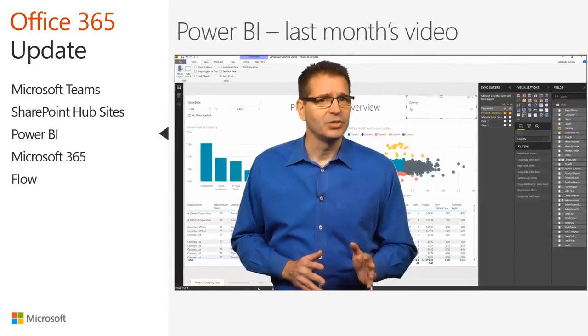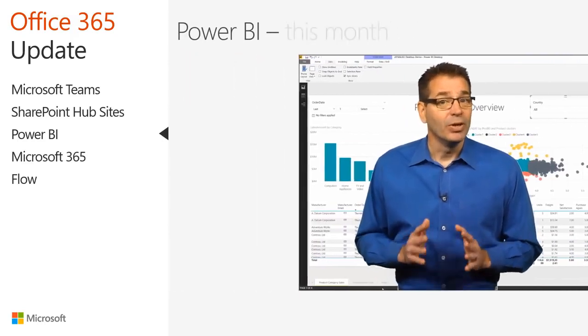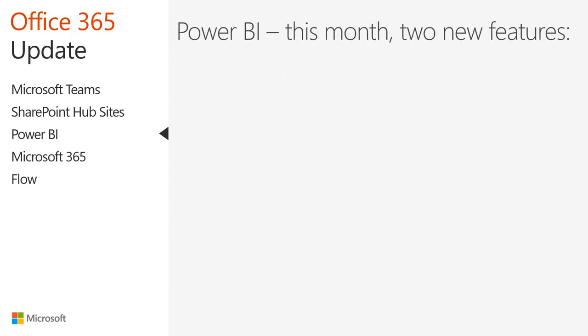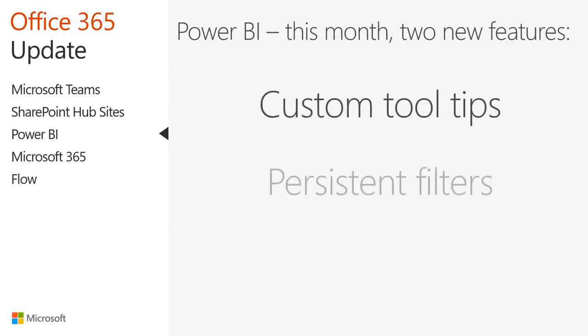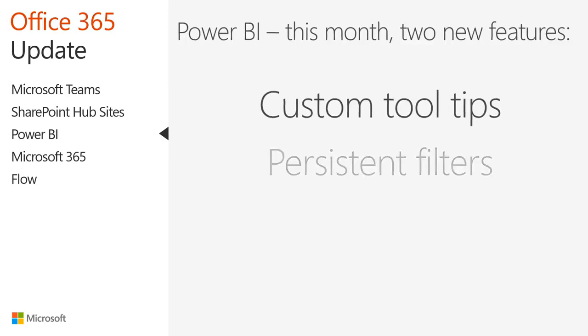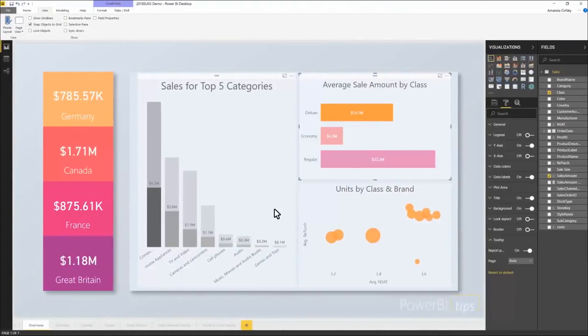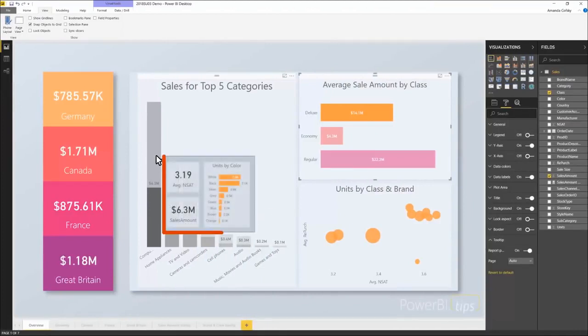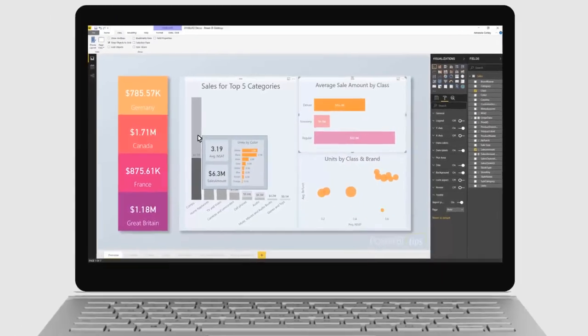I covered Power BI slicers last month. This month, I have two new Power BI features to highlight: custom tooltips and persistent filters. Custom tooltips, currently in preview, lets you design a custom report page to be used as a tooltip for other visuals, enabling you to communicate more information on a single report.